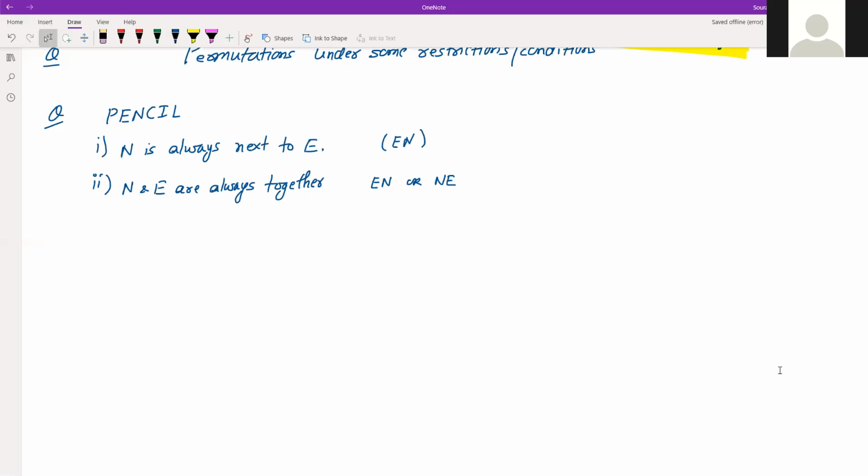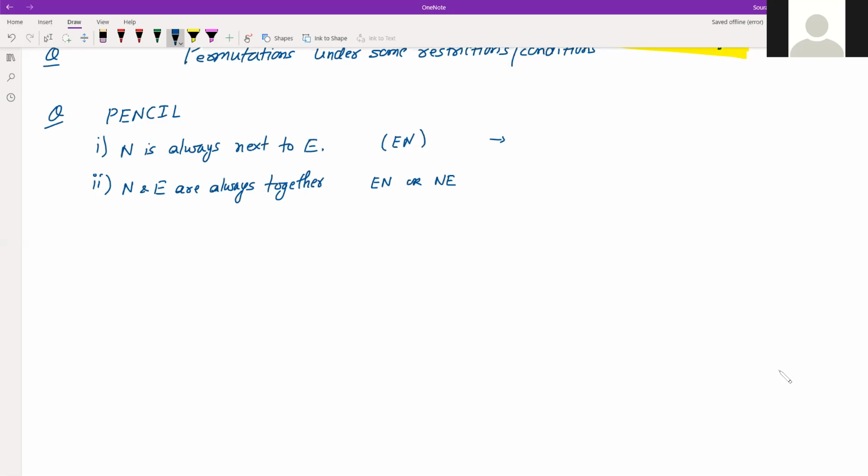Now, if you got the answer for the first one, I think the second one is straightforward. You can see here, in the first one it is only EN, and in the second one it is EN as well as NE. So the second case will always be twice the first case. So will it be 2 into 5 factorial? Yes.